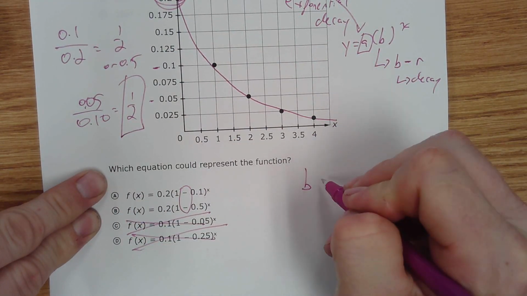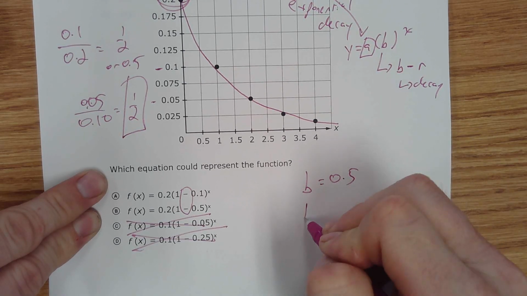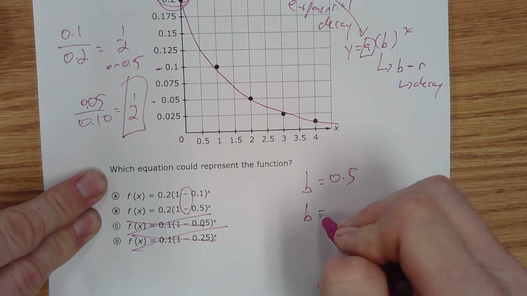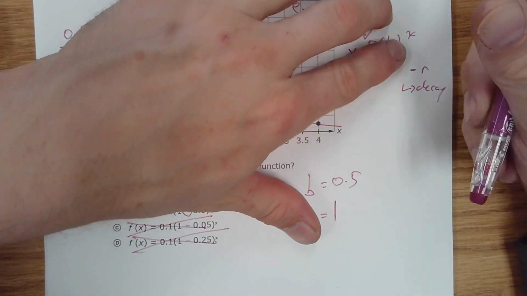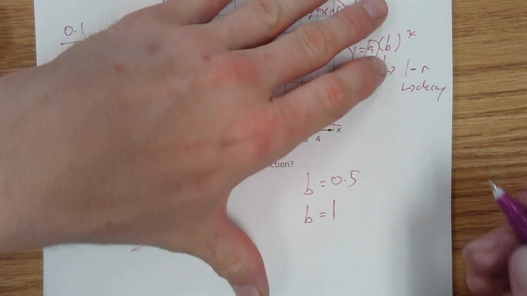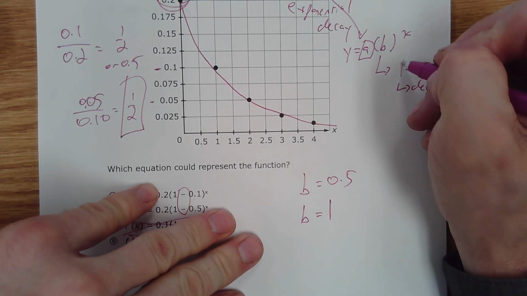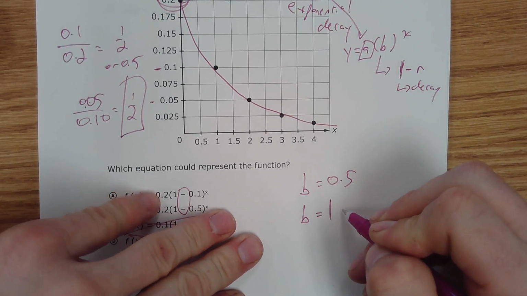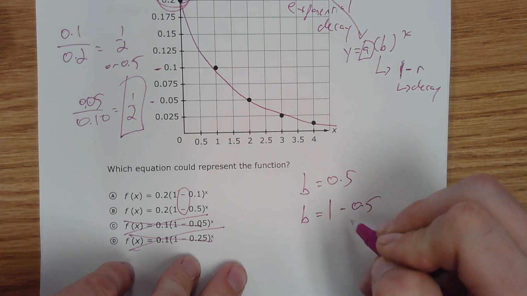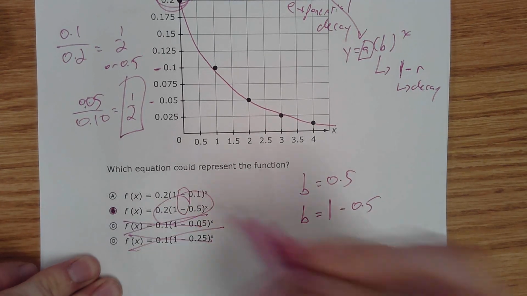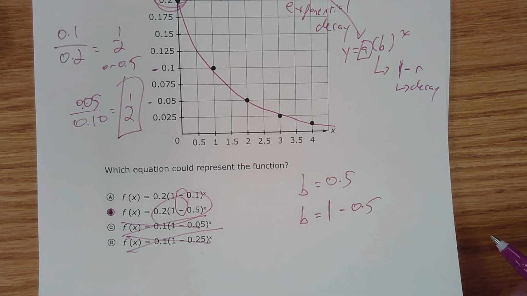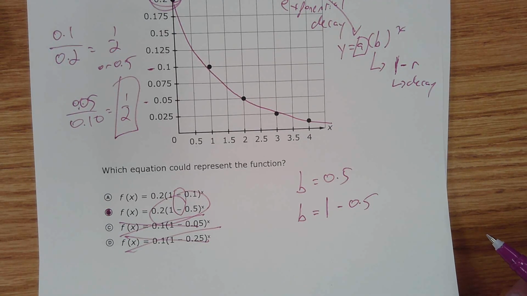So b is 0.5. This isn't right. This is 1 minus r. Okay? So b is 1 minus r. So b is going to be 1 minus 0.5, which is what I have right there. So that is my number 11. That's number 11.